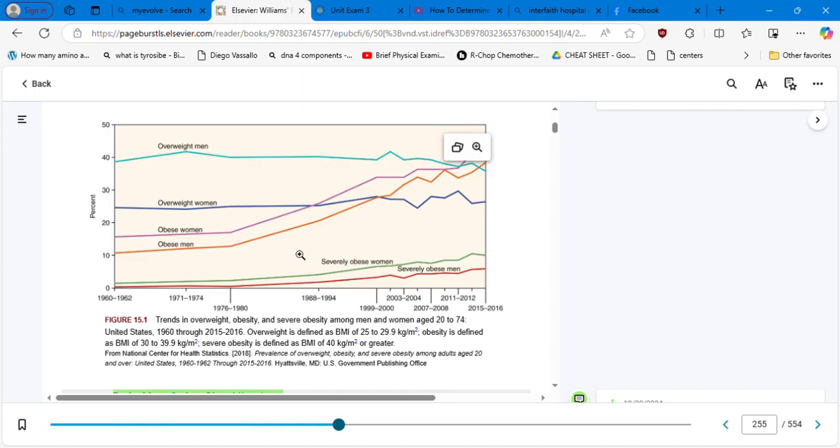But you can see in general, obese women and men, the numbers are going higher and higher. Also the severely obese men, not in the percentage of the obese women and men, but it's increasing.